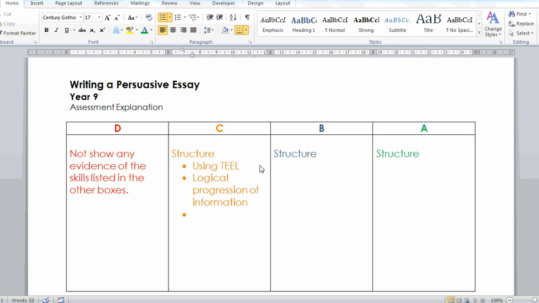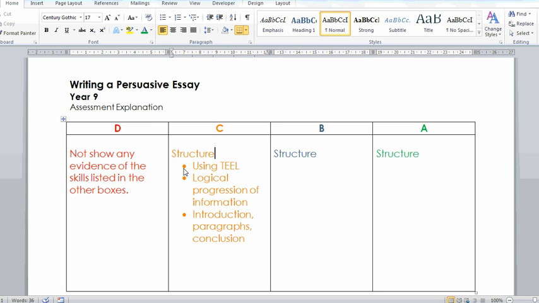And I suppose we're also talking about this idea of, and this seems a bit basic, but you've always got to make sure you include it. That means an introduction, paragraphs, and a conclusion. And of course, they should be in a logical order. So if you wrote your conclusion and then your introduction and then your paragraphs, your structure wouldn't be up to date and you'd probably find yourself in this box.